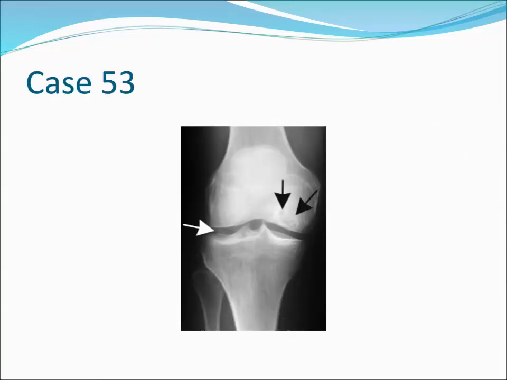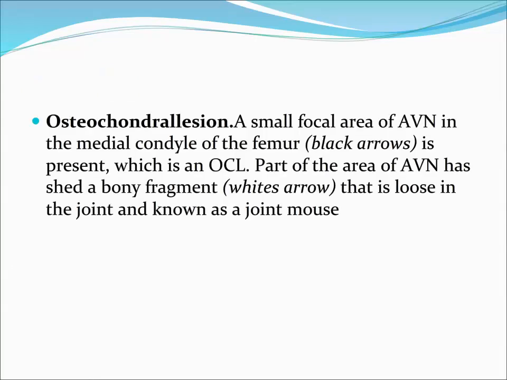Osteochondral lesion. A small focal area of AVN in the medial condyle of the femur, black arrows, is present, which is an OCL. Part of the area of AVN has shed a bony fragment, white arrow, that is loose in the joint and known as a joint mouse.